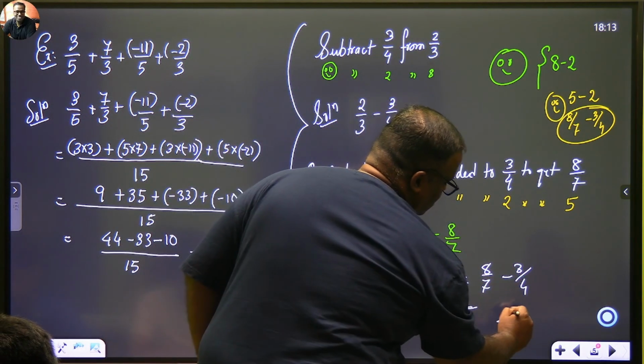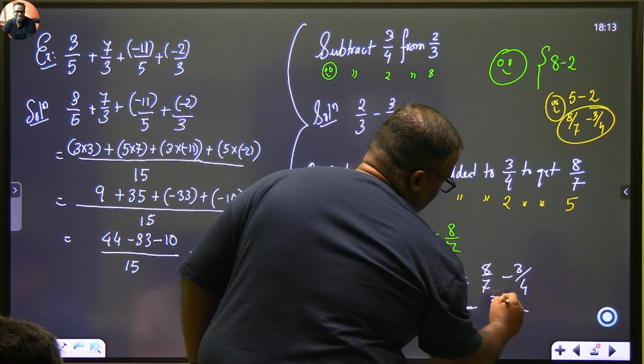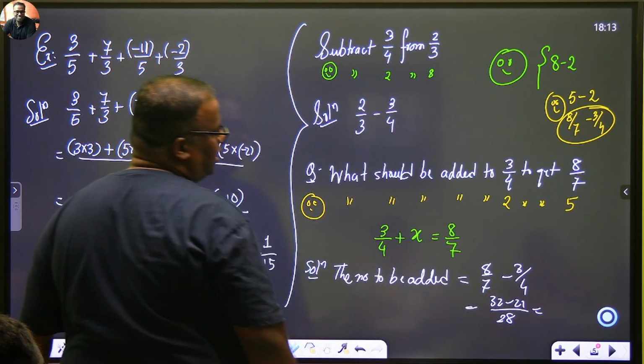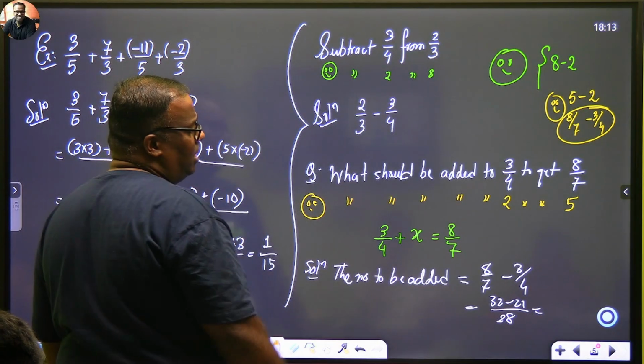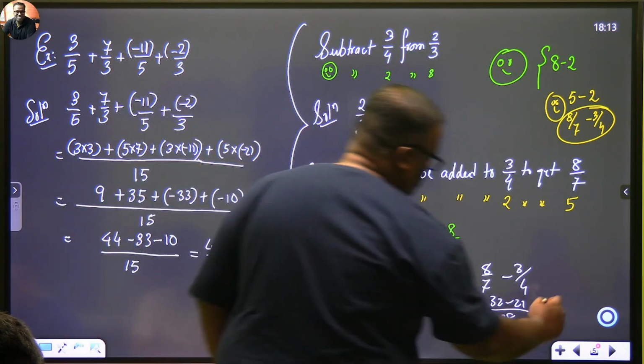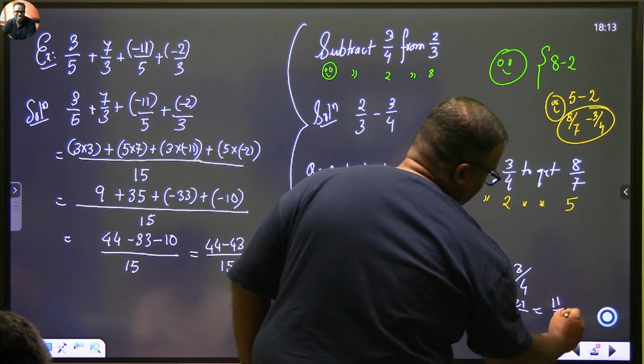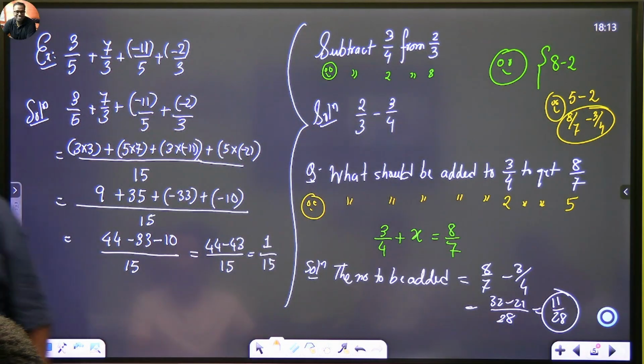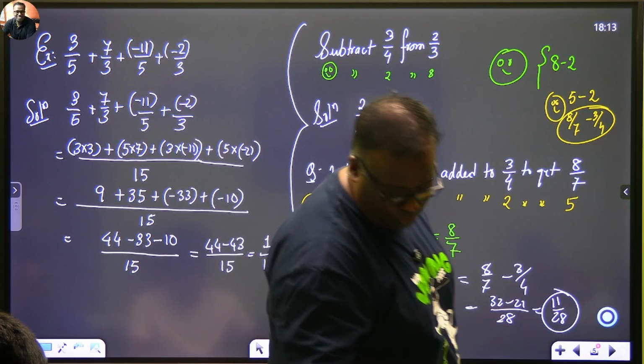7, 4 LCM is 28. 8 into 4 is 32 minus 7 into 3 is 21. So 32 minus 22 should give me how much? 10. But we are subtracting 21. So I should get 11 upon 28. So this is the number that should be added. Got it? I think now you are good to go for the exercise.